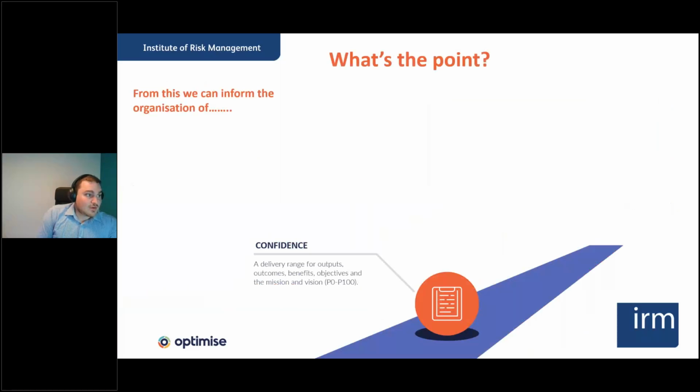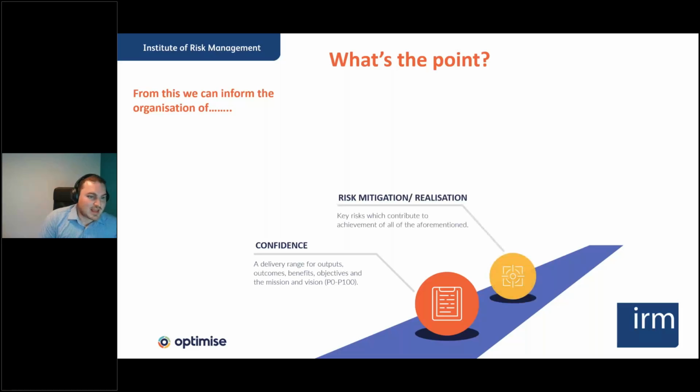From this, we can inform the organization of the confidence range. So that's one of the key bits for me. We can say to an organization, against your mission, against your vision, against your objectives, against your benefits, we can give you model outputs that are underpinned by uncertainty ranges at project, at program, at portfolio level. We can go and target those elements.